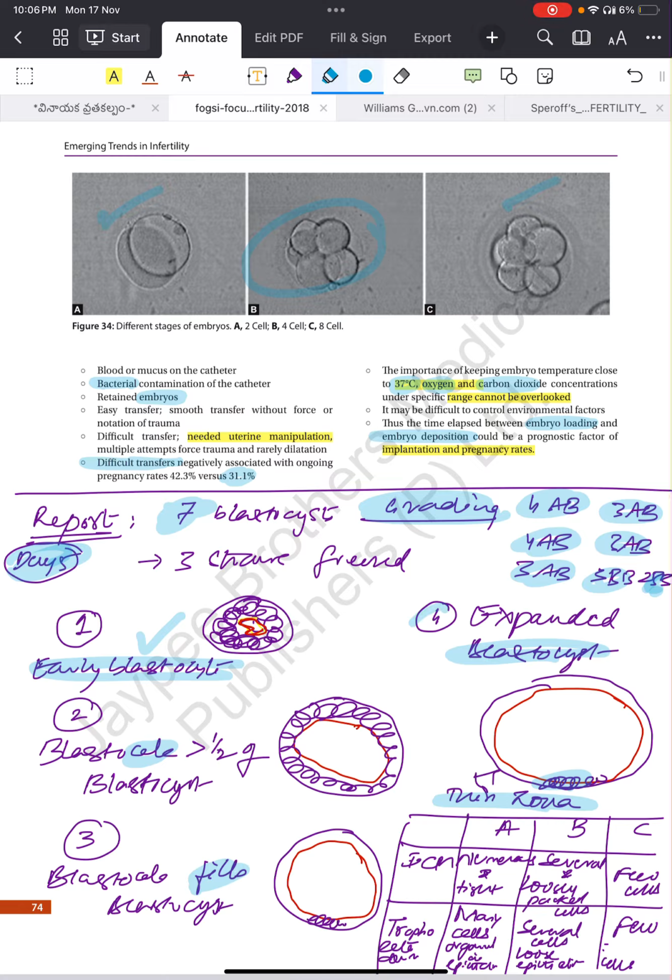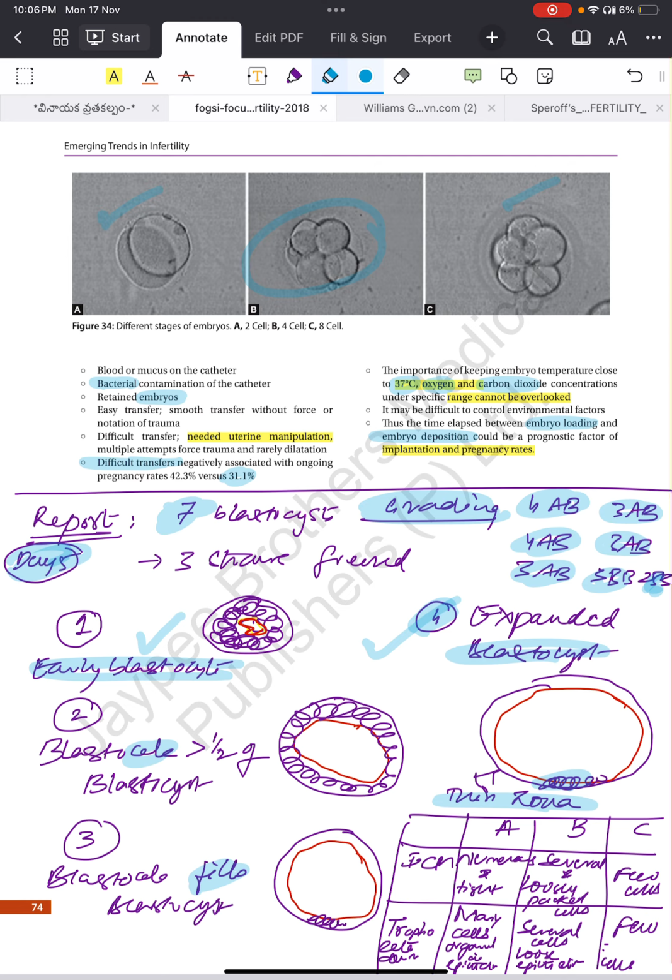Okay, this is a perfectly formed blastocyst, right? So these are the numbers I'm telling you. 1 is early blastocyst. 2 means blastocyst half. 3 means blastocyst fills the whole cavity. 4 is expanded blastocyst with that thin zona and all. Okay. Now coming to ABC.